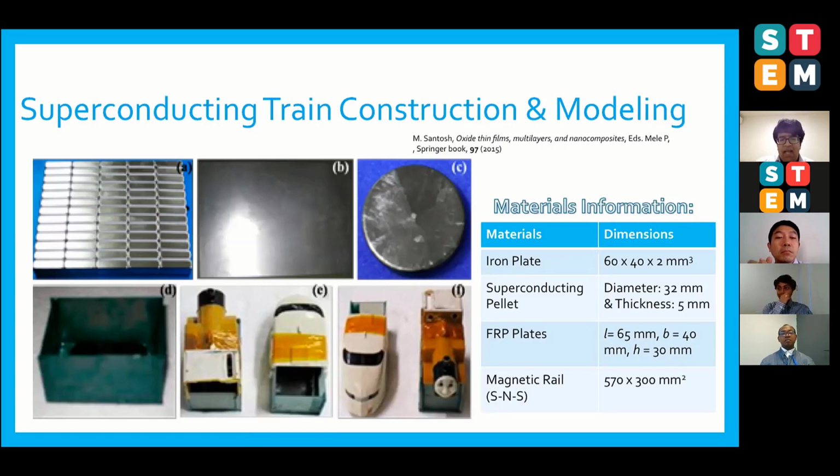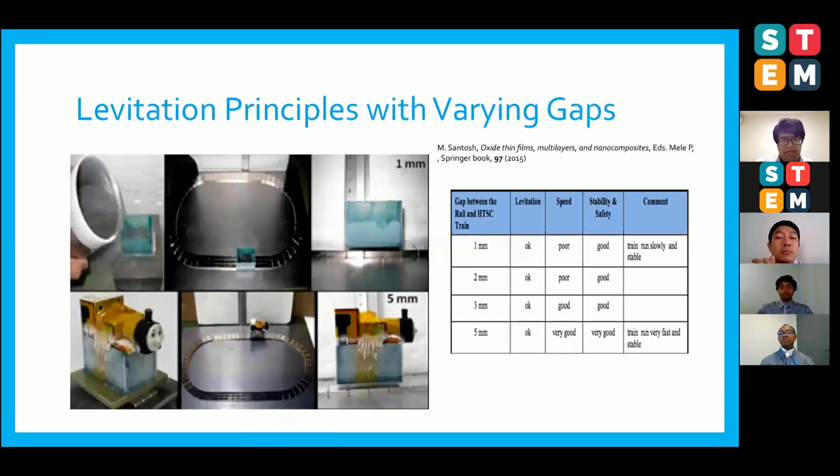As you can see from my next slide, levitation principles were tested by utilizing various gaps, and it is clearly indicated that experimental results had shown that the trains with 1 to 2 millimeter gaps cannot run properly because there was certain friction applied between the track. From that investigation, our results strongly confirmed that a 5 millimeter gap was the optimum distance for maglev trains to run successfully with nice stability on a fast track.